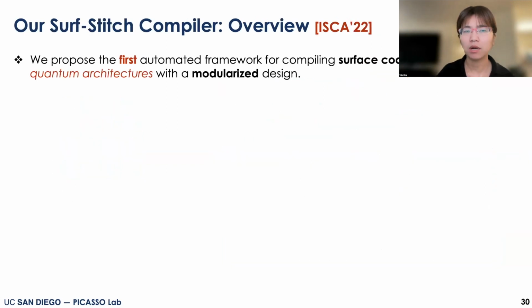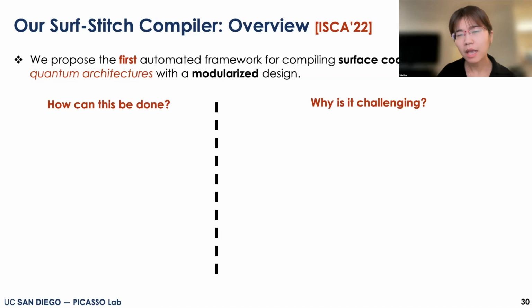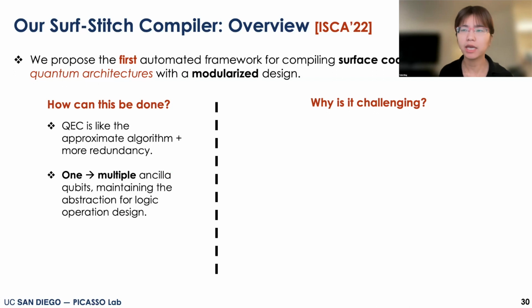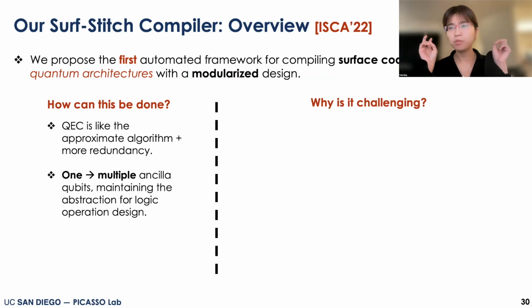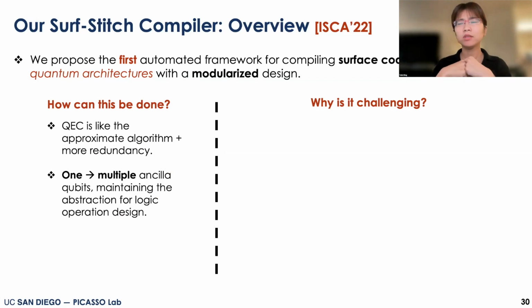And our ASPLOS 22 paper, Surf-Stitch, is the first automated framework that tries to compile surface code to different sparse architectures. Instead of giving you the detailed solution, I want to give you some insights about why this can be done and why it is challenging. First, why this can be done: you have to take the quantum error correction code as an approximate algorithm, because the key idea is to introduce redundancy. So you can insert more redundancy or get rid of some redundancy as you like.